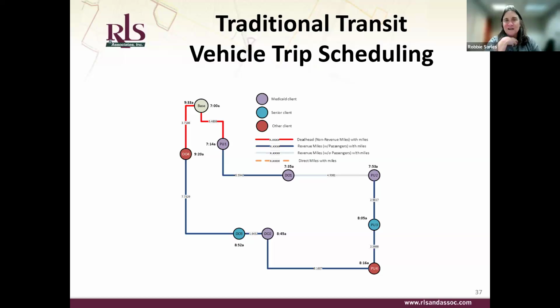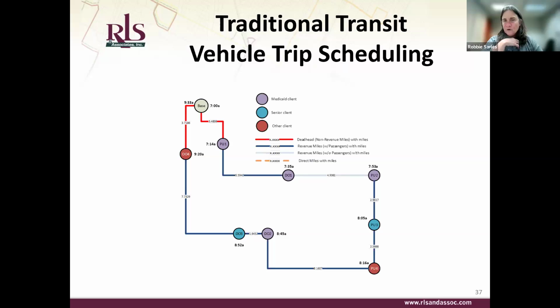This is a model of traditional transit vehicle trip scheduling. If you can follow along, and if you can see the colors here, the purple colors would represent a Medicaid client. You're going to see that at 714, for example, first of all, they left the base, they deadheaded to the first pickup at 714, and then they dropped that person off at 735. Okay, that's straightforward. But then they picked up the next person at 753, but that Medicaid person was still on the vehicle when, because of our efficient scheduling with transit, we then go pick up a third passenger who is a senior client, and then we pick up another client before we then drop that Medicaid passenger off at 8:45.